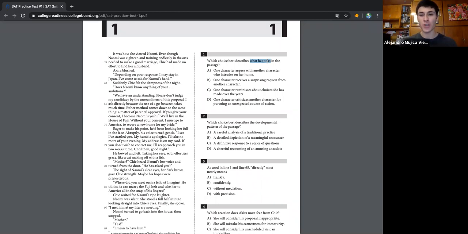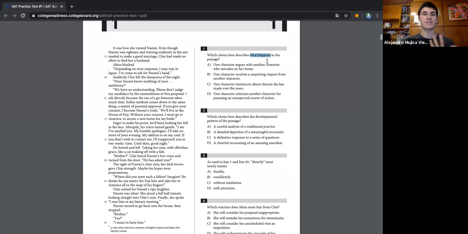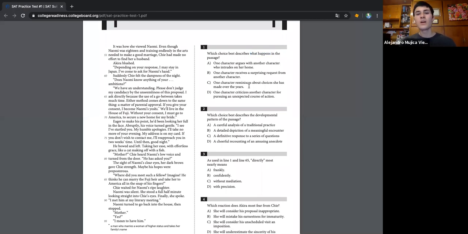One character argues with another character who intrudes on her home. This one's a little confrontational. It's saying that there's a heated argument, and that someone intrudes in someone's home. That's never really the case. He's very respectful. Even though he doesn't follow protocol, he knocks on the door, waits, and refers to Chie with respect. So there really is no argument and no intrusion. That's not the tone; you look at the tone and that's not the way it's written. So that's wrong.